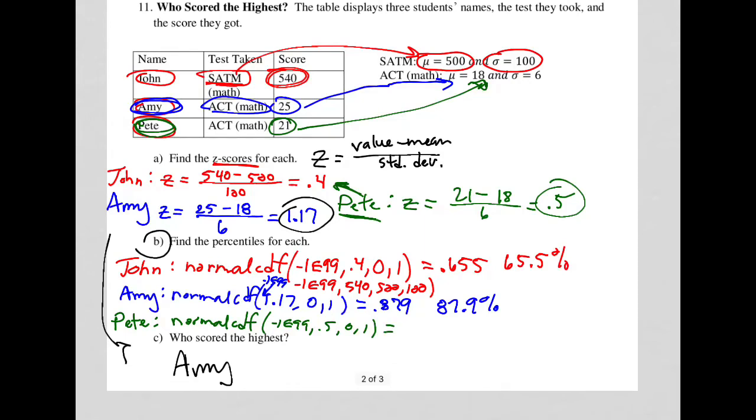So once again, if you used his actual score, it'll be very, very close, but slightly off because we rounded his z-score. So his percentile is at 0.691. So basically, Pete scored better than 69.1% of his peers. Like you could see here again, he did a little bit better than John, but Amy did better than everybody. So that is our answer for C, that Amy scored the highest.